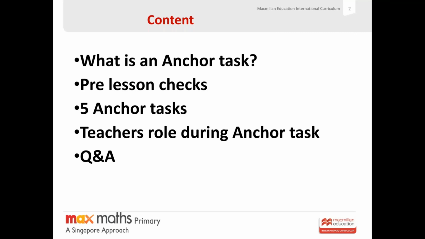So the content of the day is: what is an anchor task, pre-lesson checks that you would want to do before an anchor task. Then I'm going to show you 5 anchor tasks, the teacher's role during anchor tasks, and Q&A as well.